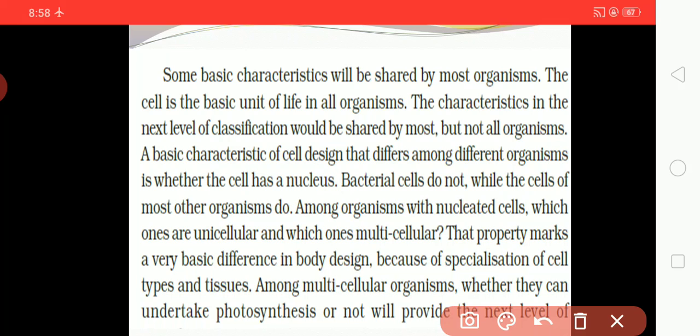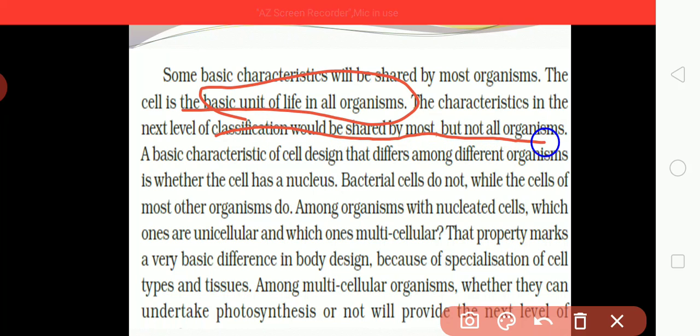The cell is the basic unit of life in all organisms. If we talk about organisms, then the cell is the basic unit of life in all of them. Cells are very necessary. The characteristics in all the next levels of classification will be shared by most, but not all, organisms. A basic characteristic of cell design differs among different organisms.